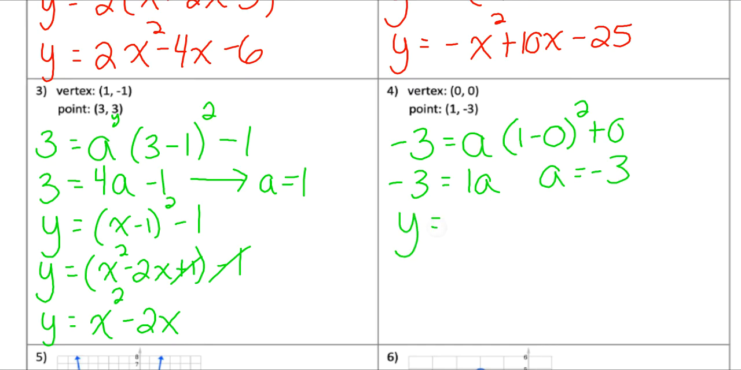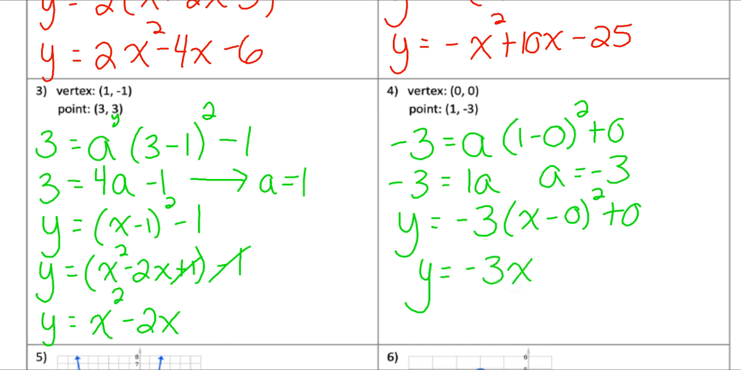My vertex form, therefore, would be -3 times x squared. And then I can write in the zeros, but again, they're not really going to affect it. So essentially, my vertex form is my standard form because it's just -3x squared. It's kind of a different one there because that vertex is at 0, 0.